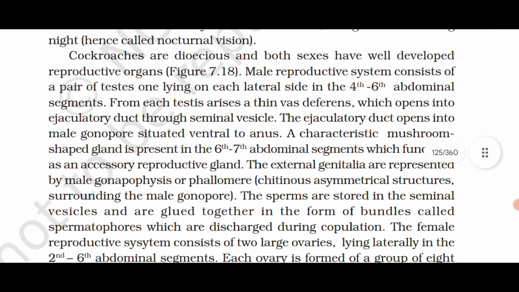Cockroaches are dioecious and both sexes have well-developed reproductive organs. Male reproductive system consists of a pair of testes, one lying on each lateral side in the fourth to sixth abdominal segments. From each testis arises a thin vas deferens which opens into ejaculatory duct through seminal vesicles. The ejaculatory duct opens into male gonophore situated ventral to anus.